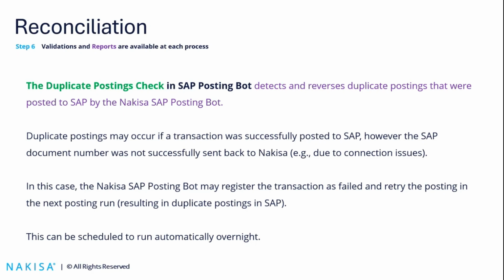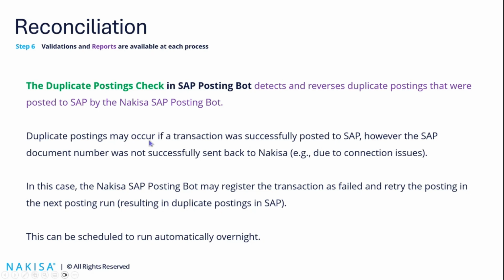Once it gets posted in SAP, in Nakisa we get back a confirmation. If it's not successful due to a connection issue or something, the system will try to post it again. In this case, the posting bot will register the transaction as failed in Nakisa because you do not receive the posted reference number from SAP, and it will retry the posting in the next post run. That will result in the duplicate posting. Using this feature, the system will automatically reverse the duplicate posting in SAP.